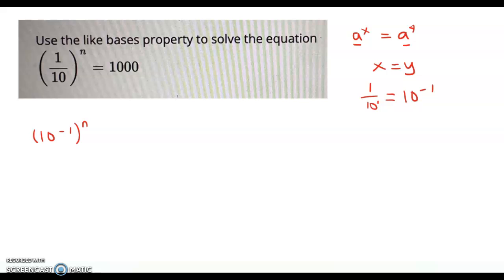Well, I know when I have a power to a power, it's multiply. I need to multiply the -1 times the n. So this is really the same as 10 to the -1n, or 10 to the -n.